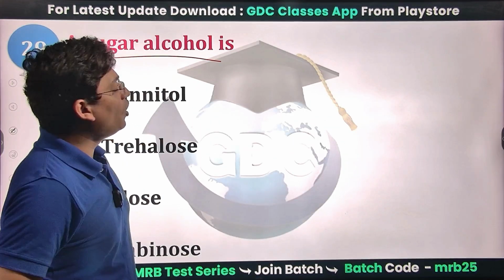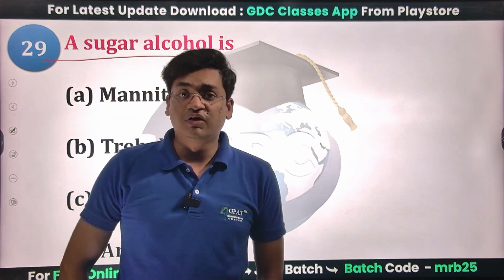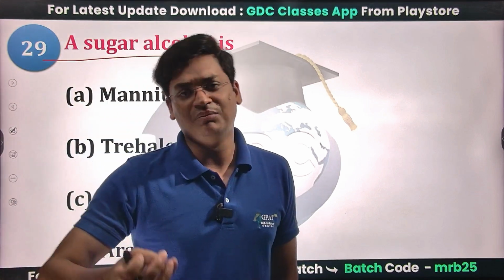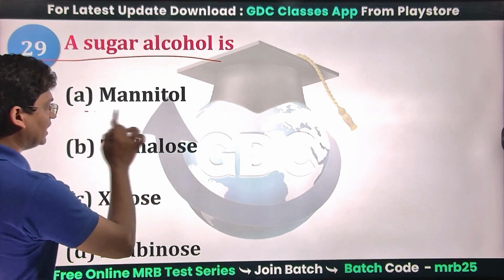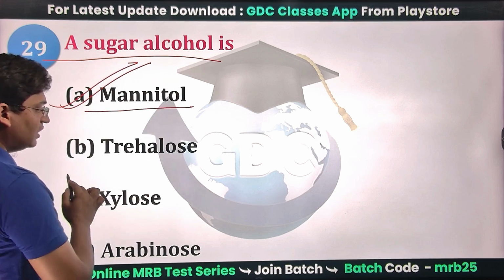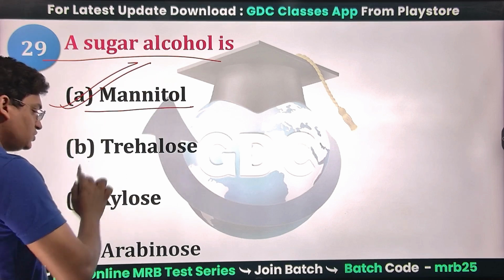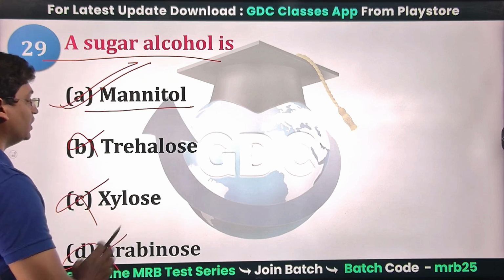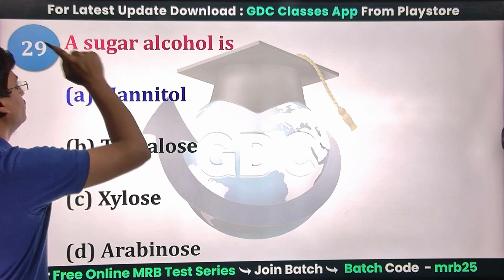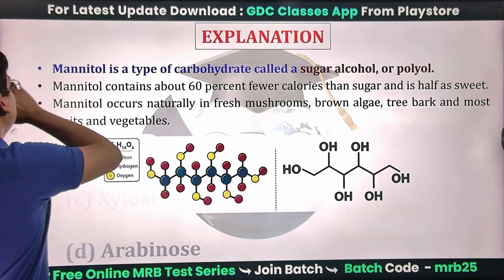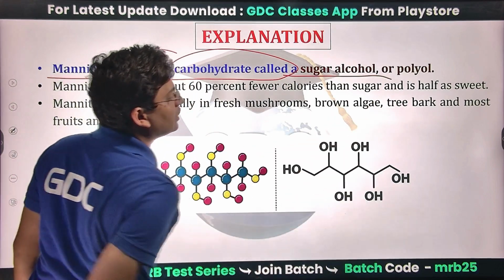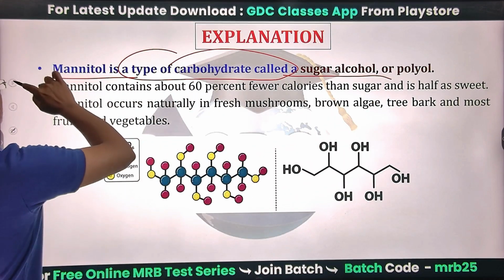Next, a sugar alcohol is, so when we talk about sugar alcohols, we are basically talking about sorbitol and mannitol. So we have mannitol, the right answer. Next we have trehalose, no, not at all. We have xylose, no, arabinose. So mannitol is the right answer, A. Mannitol is a type of carbohydrate called a sugar alcohol, or you can also say a polyol.